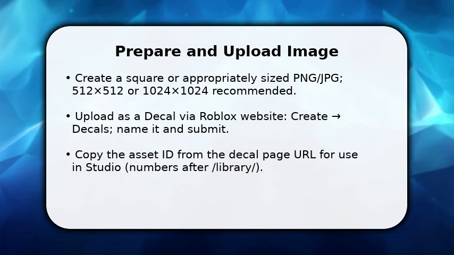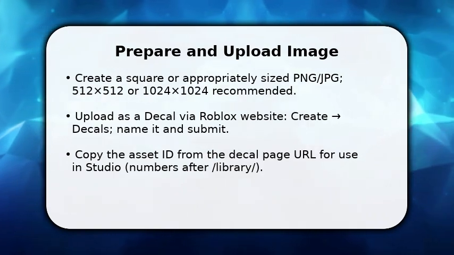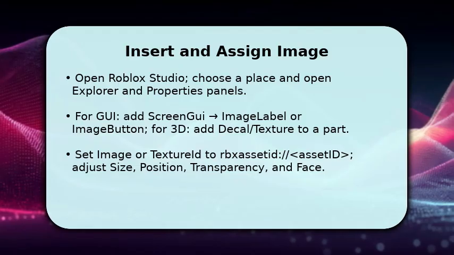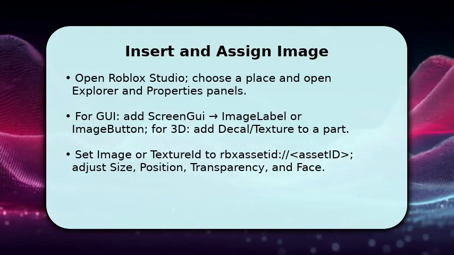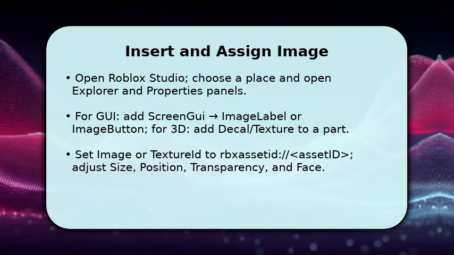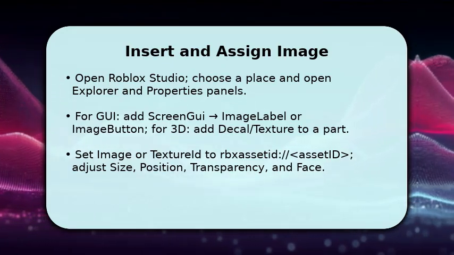Now switch to Studio and enable Explorer and Properties so you can edit assets directly. If you want a UI image, insert a ScreenGui, then add an ImageLabel or ImageButton and paste rbxassetid:// plus your asset ID into the Image property.